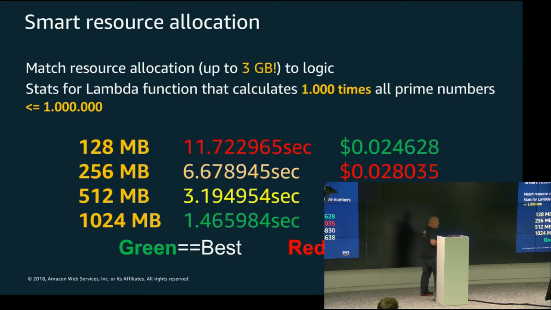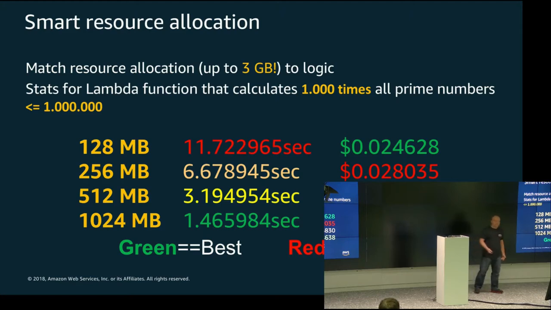So imagine you have a Lambda function that is CPU intensive, that means it calculates 1,000 times all prime numbers that are smaller than 1 million. If you go with the smallest chunk of memory, the function will run for almost 12 seconds. If you go with 1 gig of RAM, it will run almost 10 times faster, so 1.5 seconds approximately. So the red is the worst, green is the best. Of course, more RAM means more CPU and more network performance.